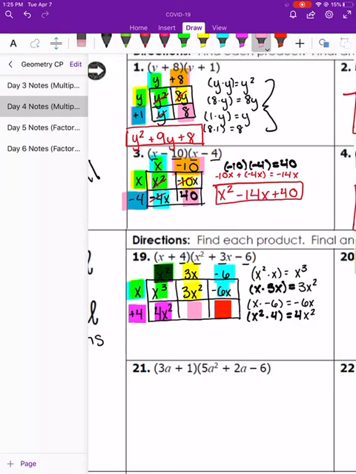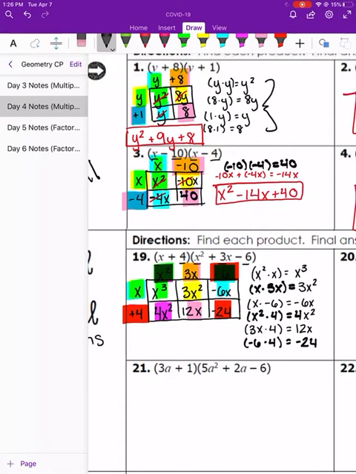My next one is going to be the light pink one. So this is going to come from my plus 3x and my plus 4. So 3x times positive 4 equals 12x. And then my next one is going to be this negative 6 and plus 4. So negative 6 times a positive 4 is going to give me negative 24.